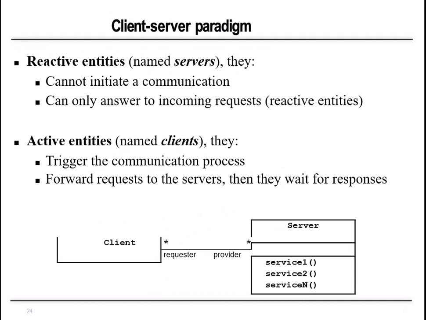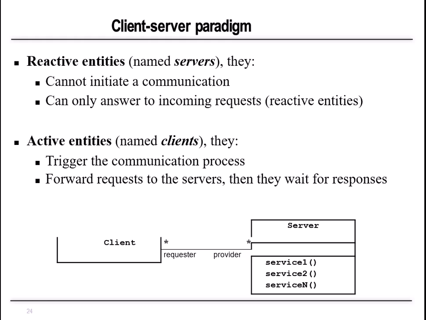So when we talk about the client server paradigm, we have two entities. One is the reactive entity and another is the active entity. The reactive entity is named the server. It cannot initiate a communication. This means communication is triggered by the active bodies, which are clients. So active entities are clients which trigger the communication, which initiate the process. And reactive entities can only answer incoming requests. So this means they are bound to answer.